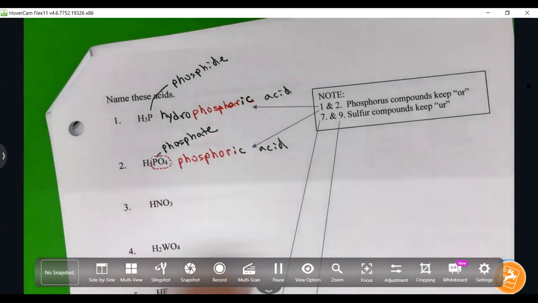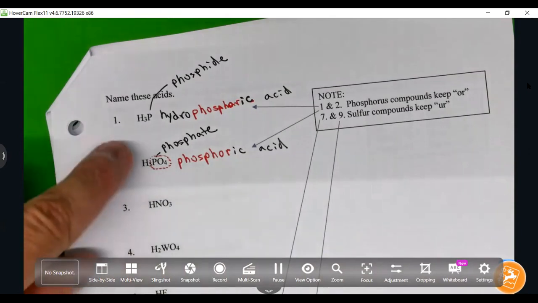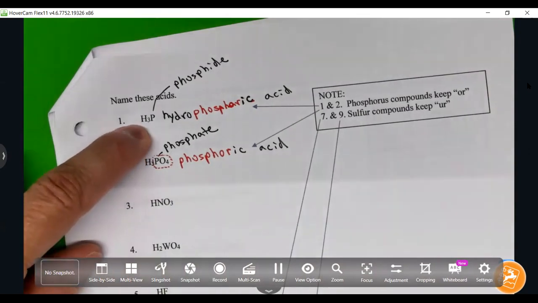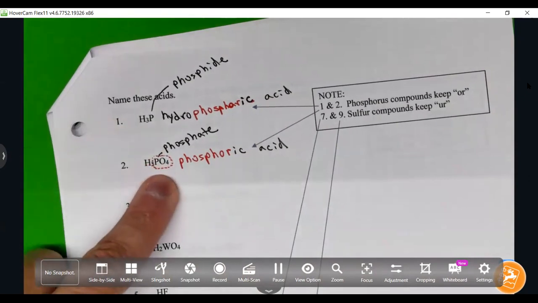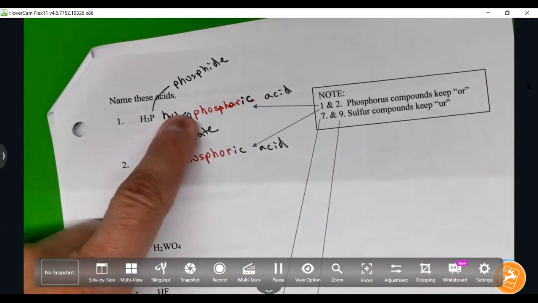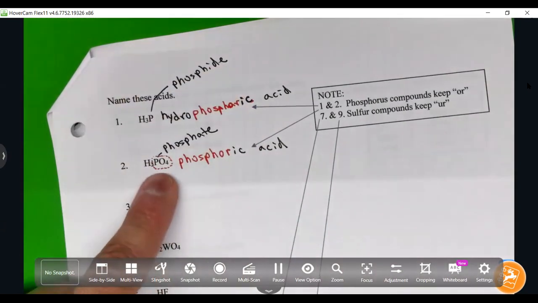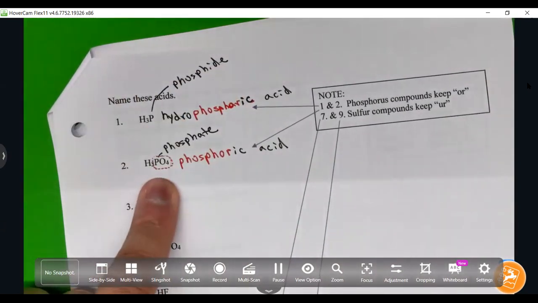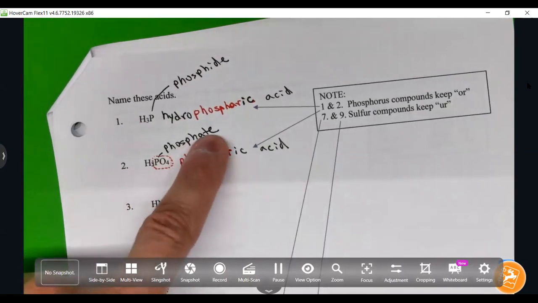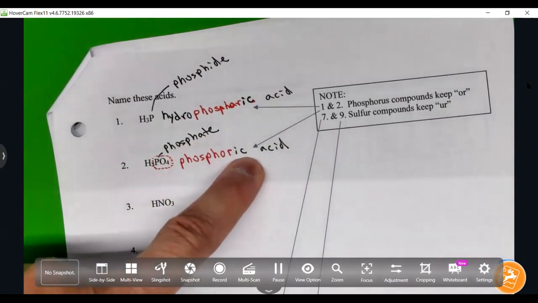So remember, if you're looking at something that starts with hydrogen and does not have oxide, it has to start with hydro and then ic. If it has oxide in it, you're not going to have a hydro. You're just going to go ate to ic.